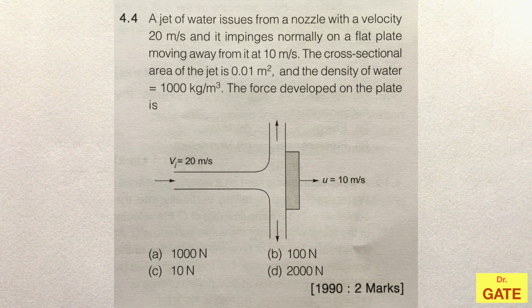Now let's solve a numerical. A jet of water issues from a nozzle with a velocity of 20 meters per second and it impinges normally on a flat plate moving away from it at 10 meters per second. The cross-sectional area of the jet is 0.01 meters square. The density of water is 1000 kg per meter cube.